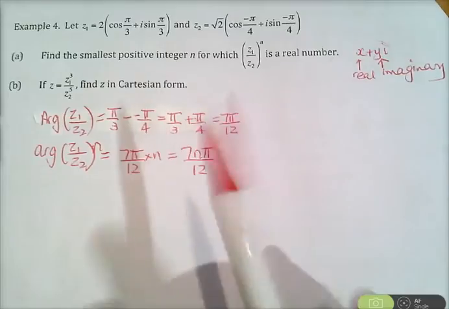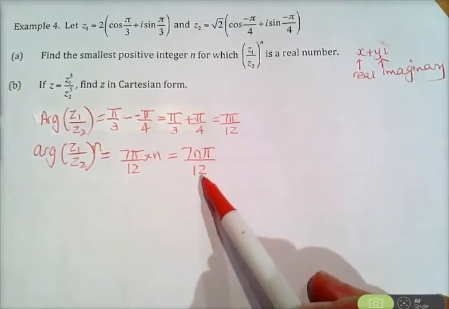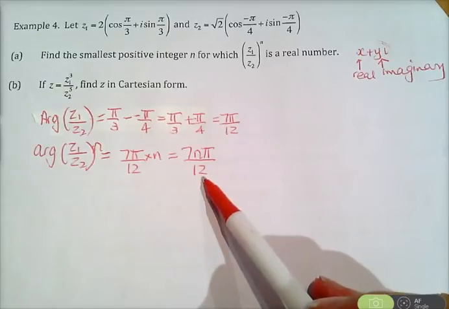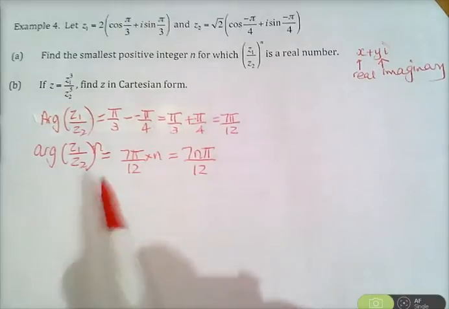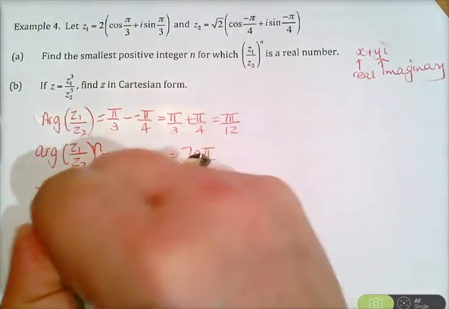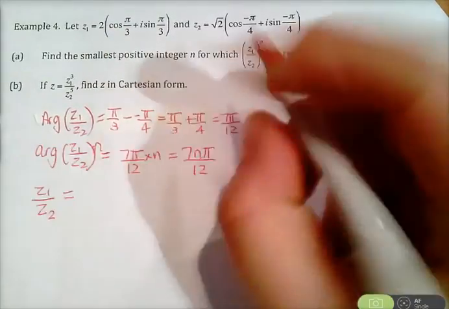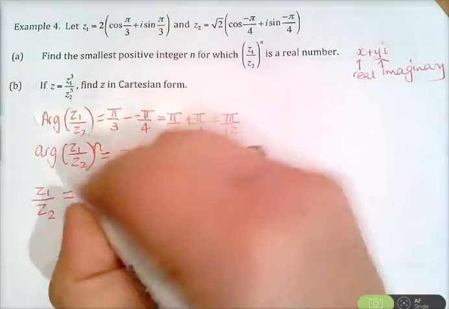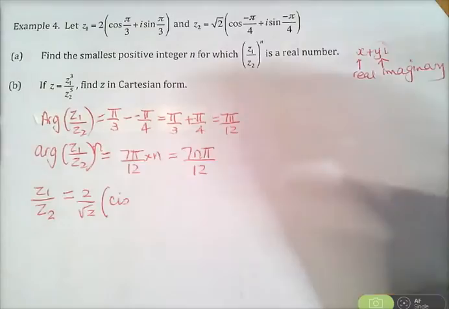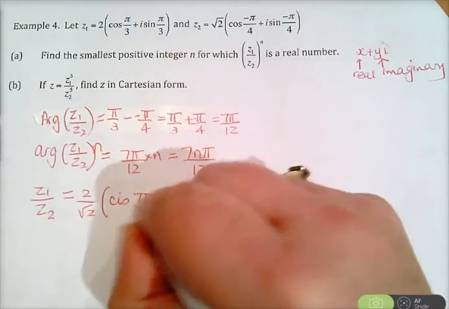Sorry, no, we don't need the argument to be 0. What we need is for sine of 7nπ/12 to be 0, because if we look at our complex number, I'm just going to write it here. So Z1 over Z2, remember we divide the moduli, would be 2 over root 2. We've already subtracted the argument, so you'd get cis of 7π/12.